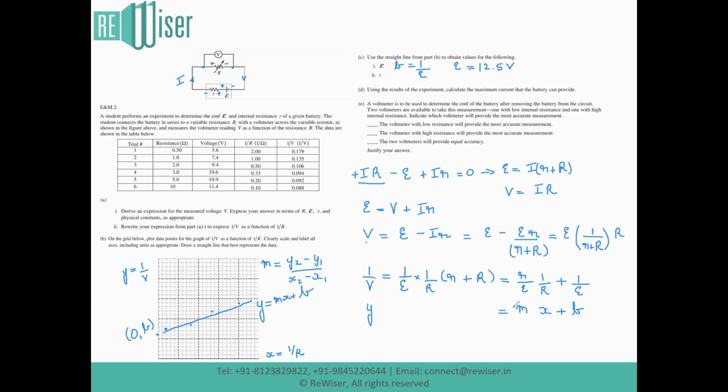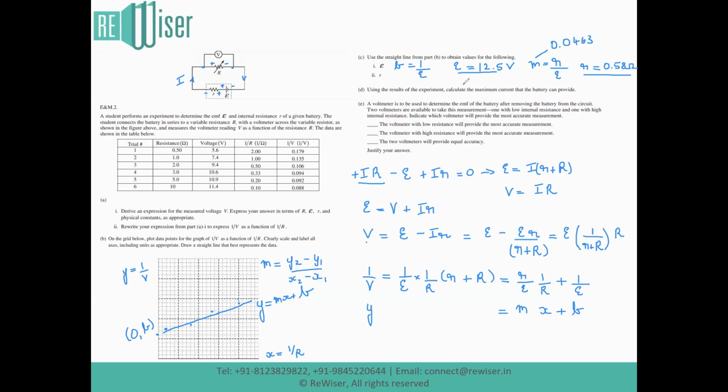r value can be found out by finding m. Since m is nothing but r divided by epsilon, and m is found from the graph to be approximately 0.0463 as given in the scoring guidelines, and we already know the value of EMF is 12.5, you can use that to find the value of r as 0.58 ohm. So here are the values of epsilon and r found out from the graph. You do not have to get these exact values. You can get an approximation, and there is scope for error provided this is a line of best fit. Moving on to the next part.